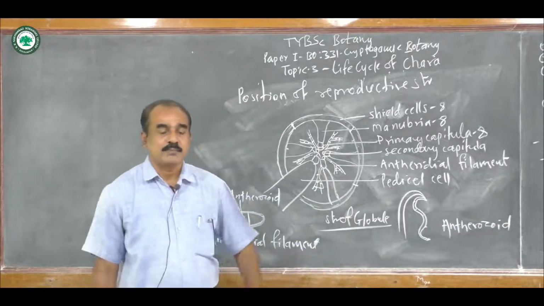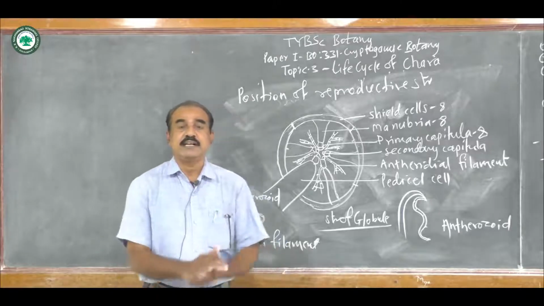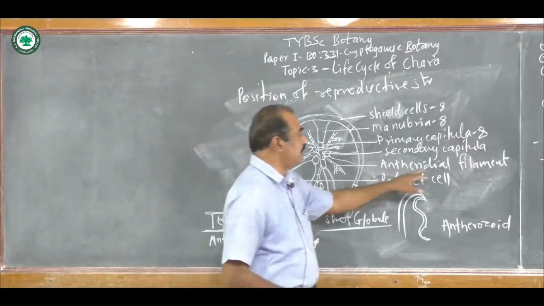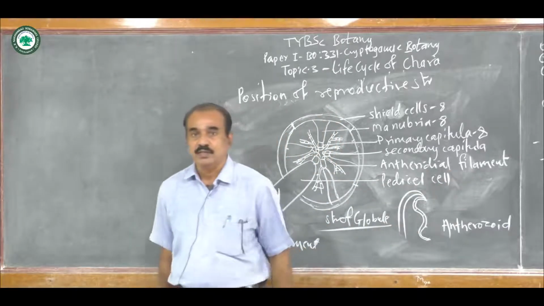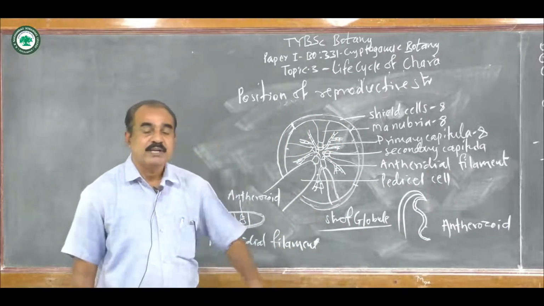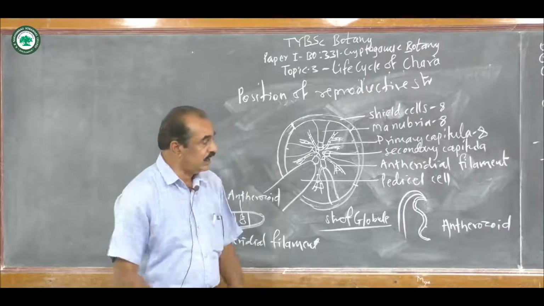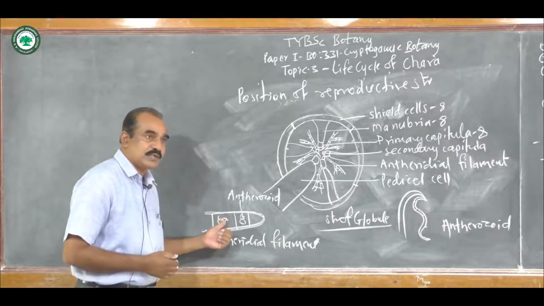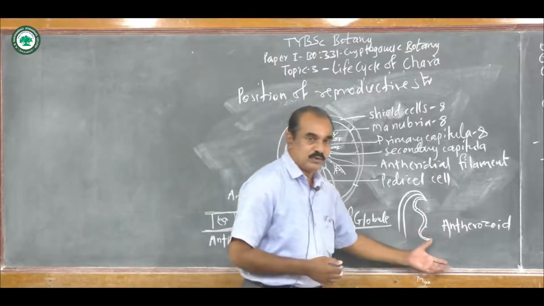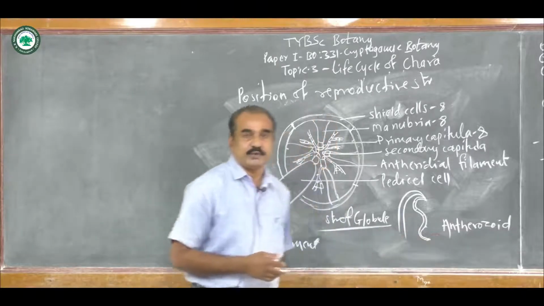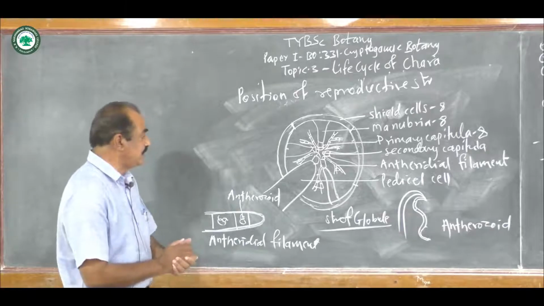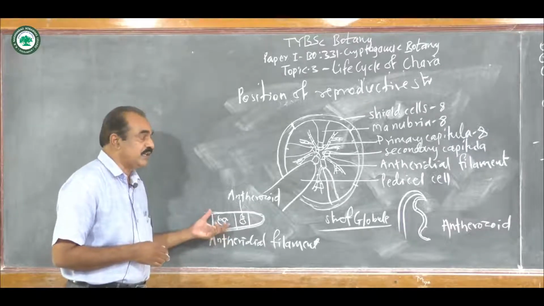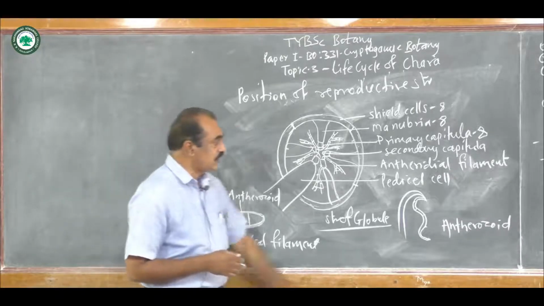But finally, from the secondary or tertiary capitula, small filaments are developed. These filaments are called the antheridial filaments. They are branched. 2 to 3 filaments are developed from the secondary or tertiary capitula. They are branched and each cell is metamorphosed into a structure. That structure is called the antherozoid. In each filament there are about 250 cells, and from each cell the antherozoid develops.